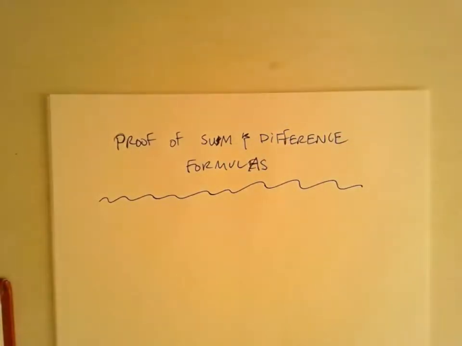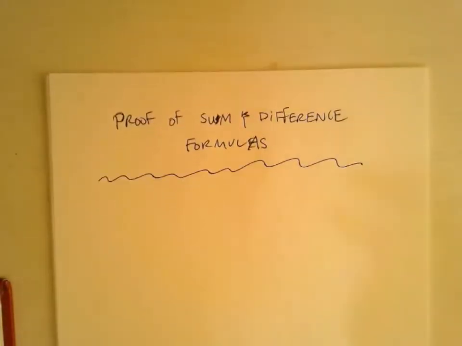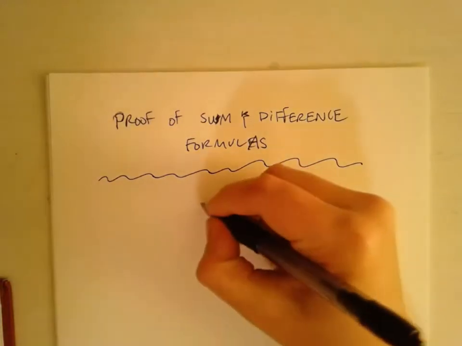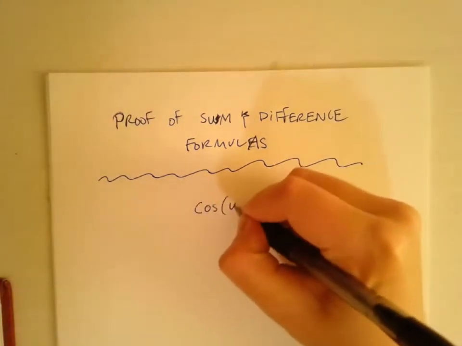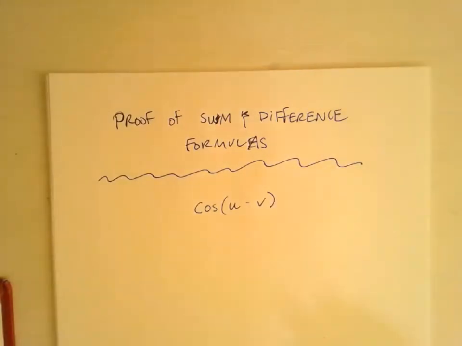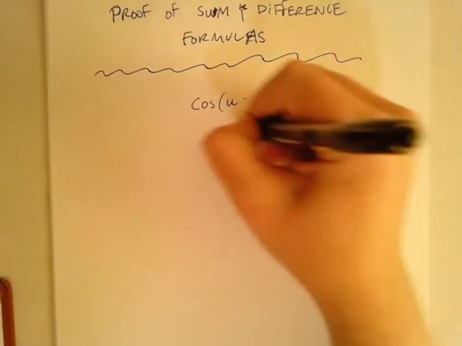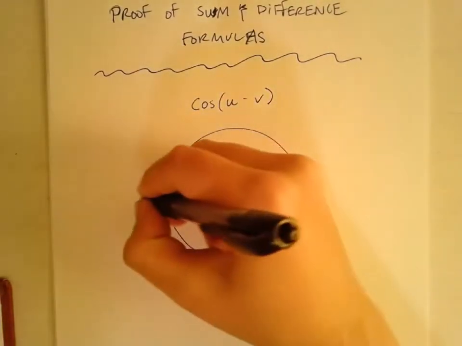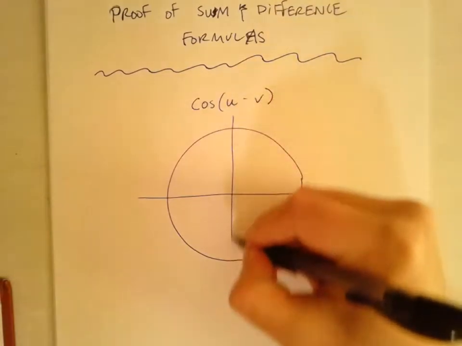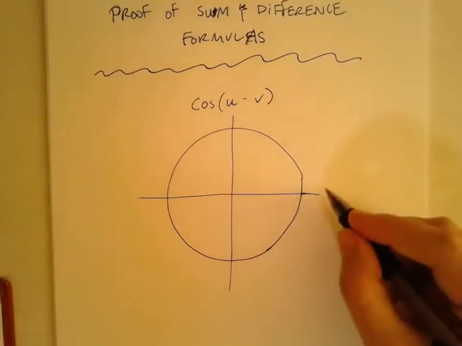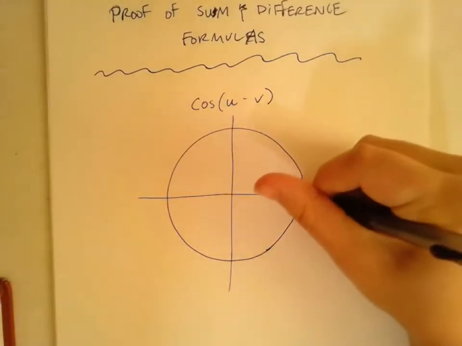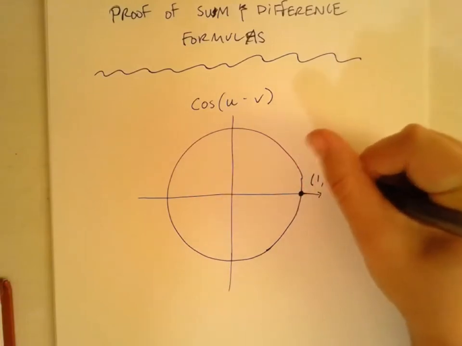Okay, so to begin, let's draw a picture of what cosine of u minus v actually means. So we'll write that out. Cosine of u minus v. Remember, it's an angle minus an angle, right? So if we draw that on the unit circle, we first should draw our unit circle out. Over here, to begin with, we always have that quadrant angle at 1, 0.